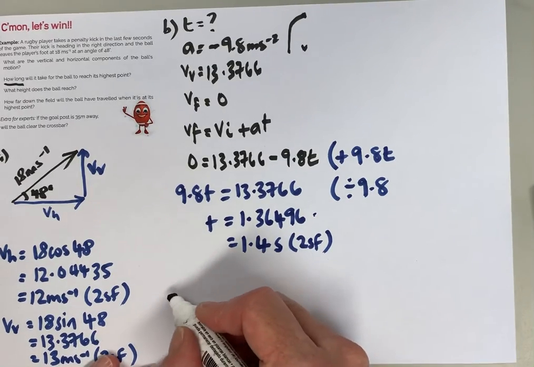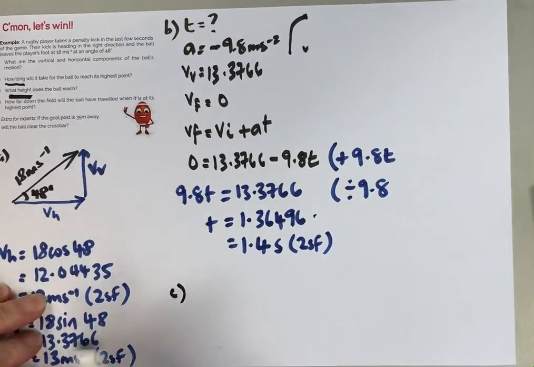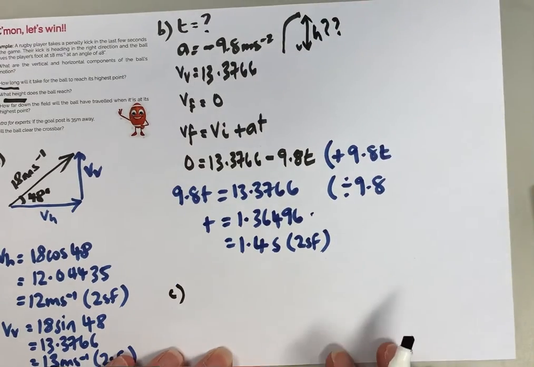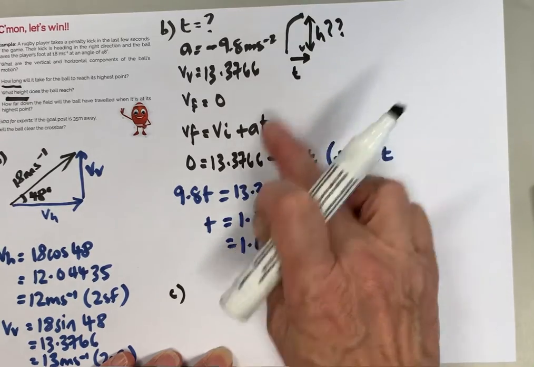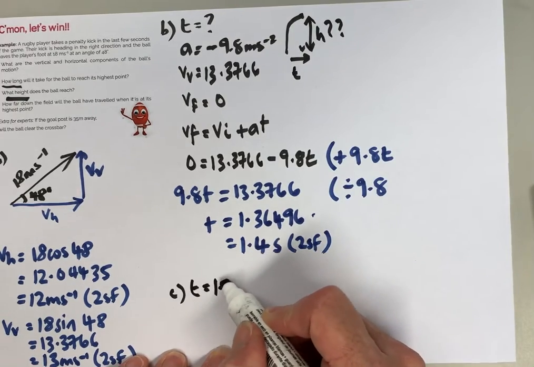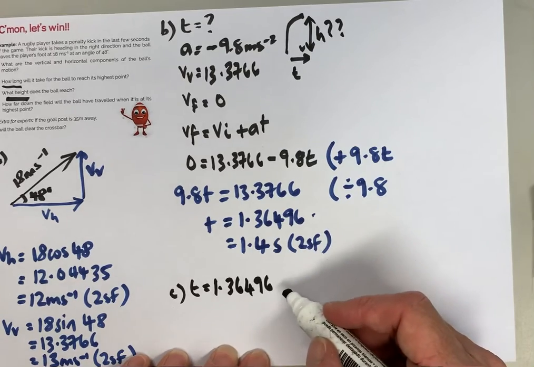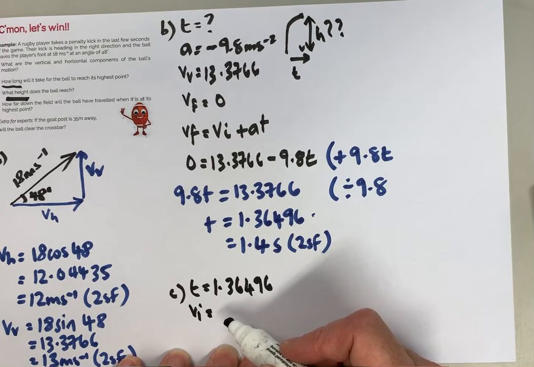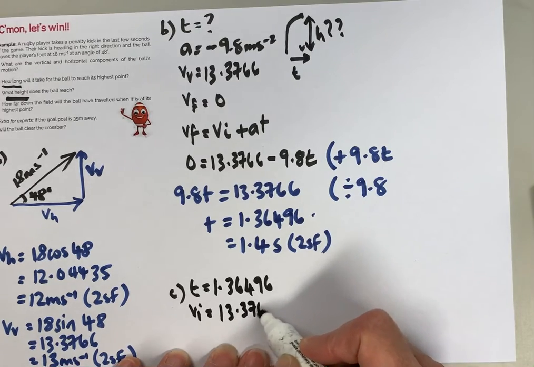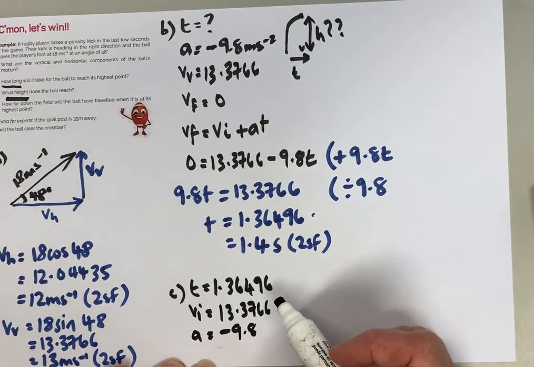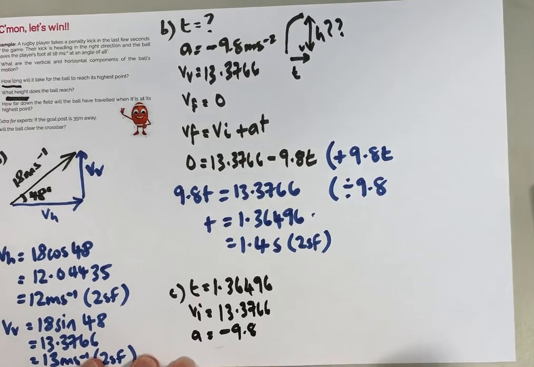Let's have a look at C. What height? So we know how long it takes to get to the highest point. Now what we're looking for is, what is this height here? We've found T in part B, and part C is about finding the height. So we know that T is 1.36496, Vi is 13.3766, the acceleration is minus 9.8, and Vf is 0.